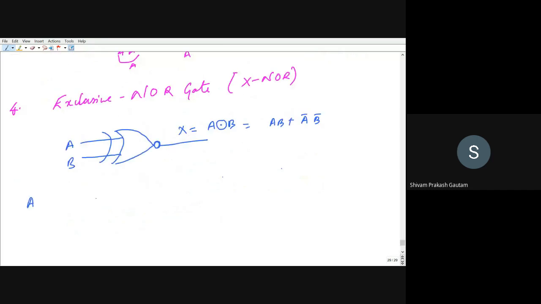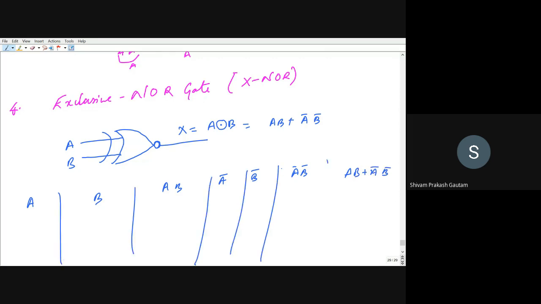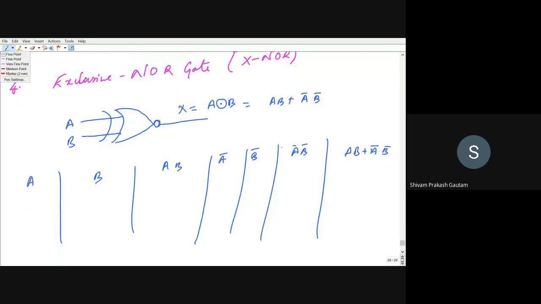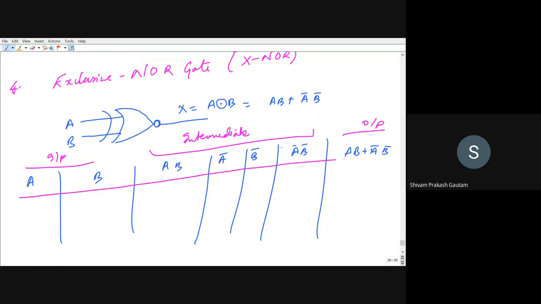So A, B, then we want AB, then we want A bar, B bar, then we want A bar B bar multiplication, and finally we want AB plus A bar B bar. So these are my input terminals, these are my output terminals, and this is my intermediate terminal. Here the inputs will be 0 0, 0 1, 1 0, 1 1.